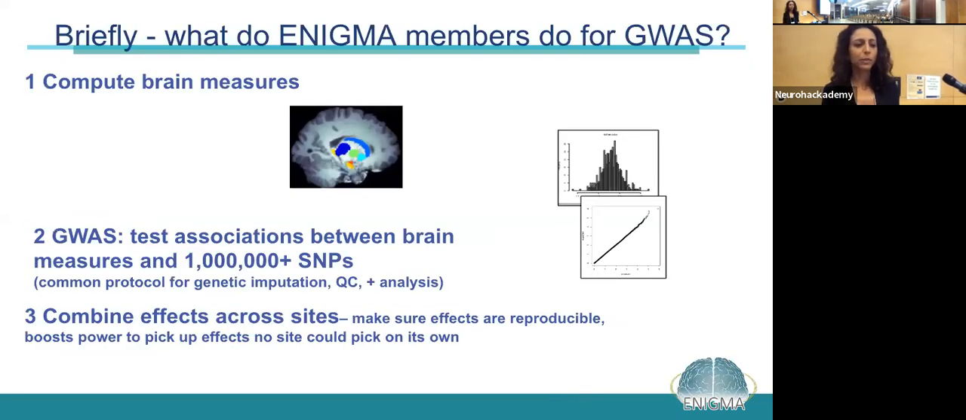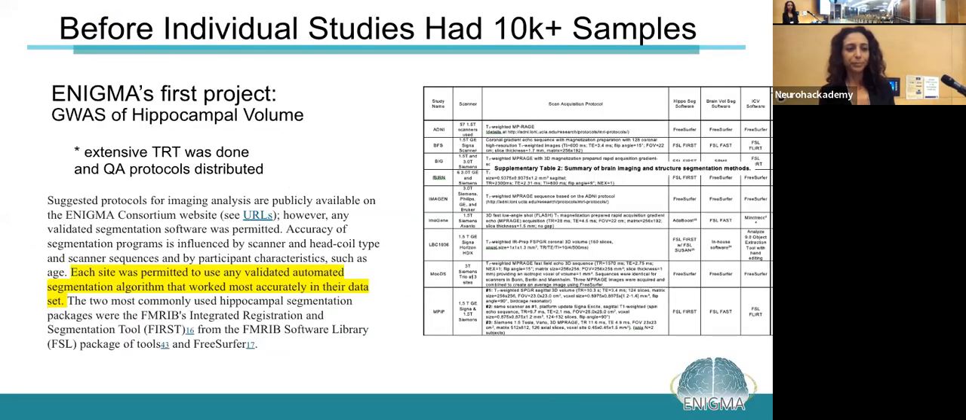So just briefly what was done: each site computed their brain measures, they ran the associations, the regressions, and then the effects were combined. Again, we didn't know at the time whether we could convince people to join the study. Why would you want to join the study? Why would I contribute my data to you? And this was when data sharing was less common. The study was published in 2012, and the initiative started in 2009.